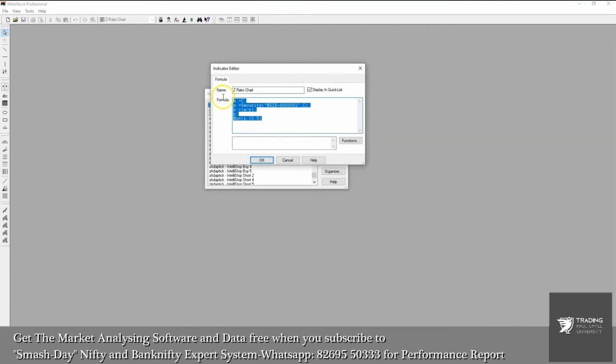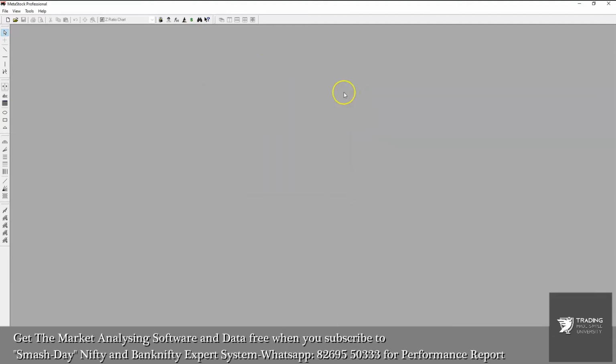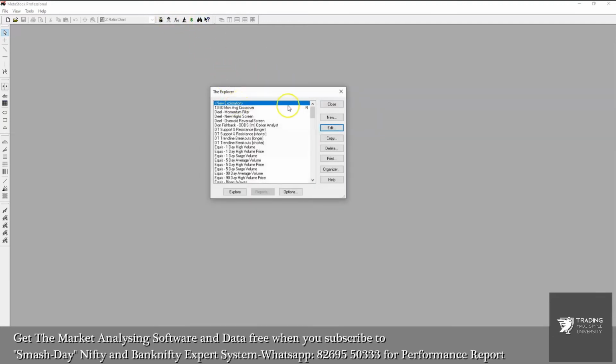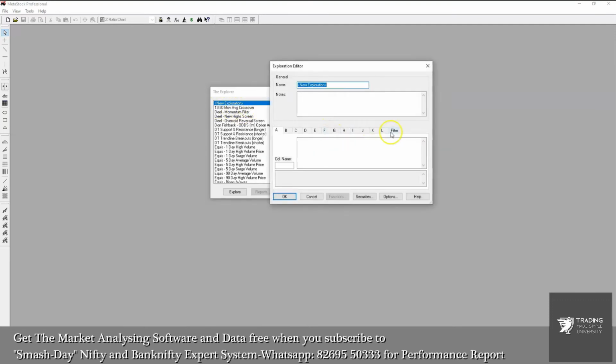We are copying it, and then going to the new explorer that we are writing here, because we have not yet assigned any name. So here in column A, we are pasting it. Everything is okay here, but we actually don't want the moving average. So we are deleting the moving average. Instead of the moving average, we want the rate of change, right?